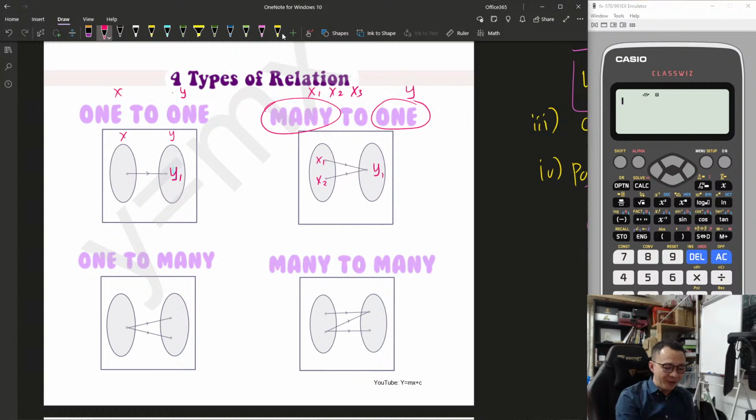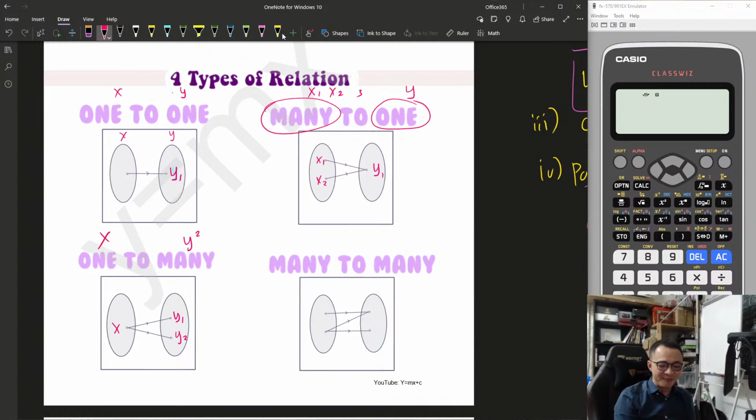So what is 1 to many? 1 x value linked to 2 different y values. In equation form, this one has something like y squared, or you can imagine you have many y values. So actually it just means y squared in this case. Why did I write x squared?